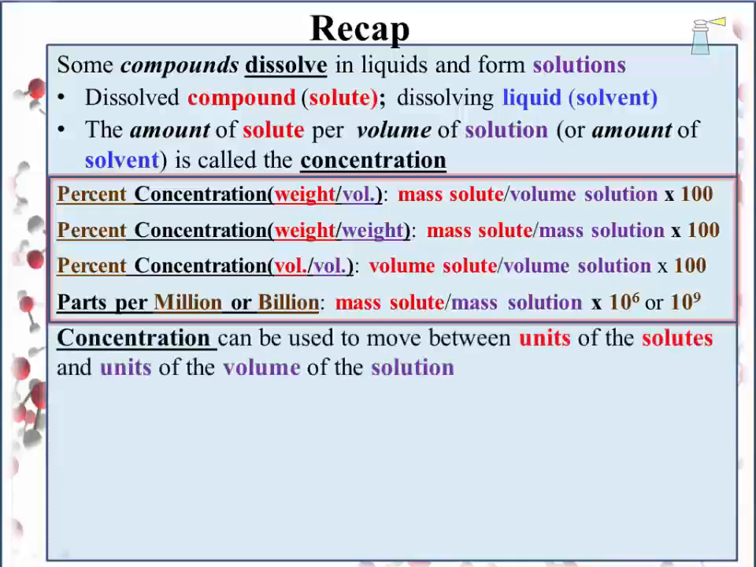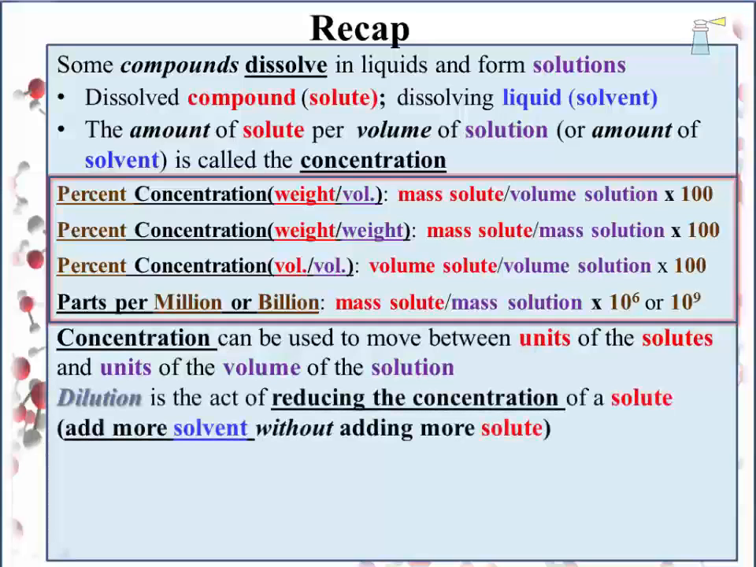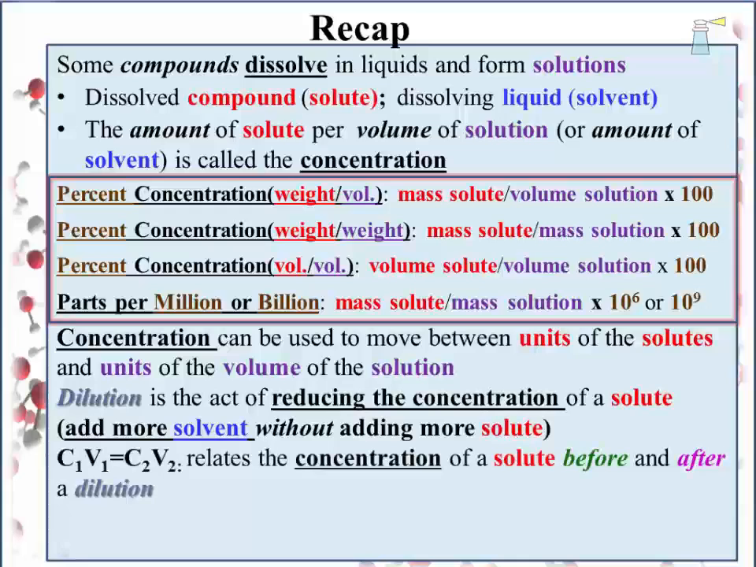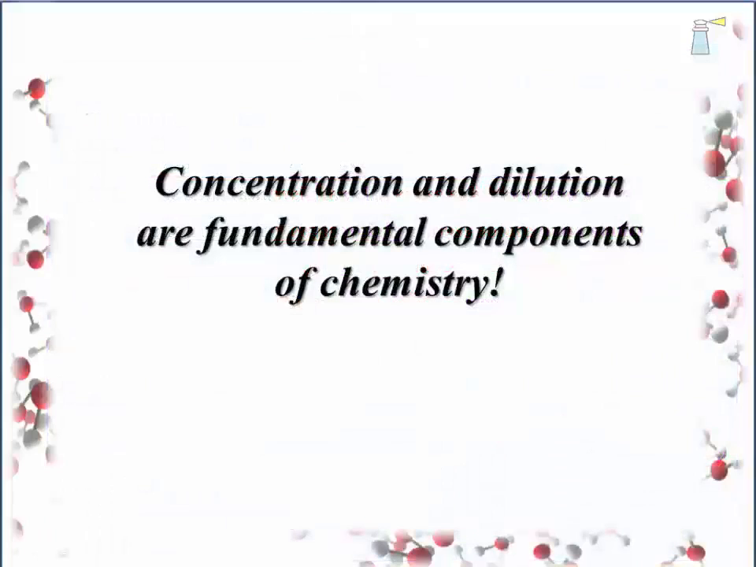Concentration is a ratio and can be used to move between units of the solute and units of the volume of the solution. Dilution is the act of reducing the concentration of a solute. Add more solvent without adding more solute. The equation C1V1 equals C2V2 relates the concentration of a solute before and after a dilution. The 3-step problem-solving technique fits well with solving dilution problems. And that concludes our lecture. Concentration and dilution are fundamental components of chemistry.